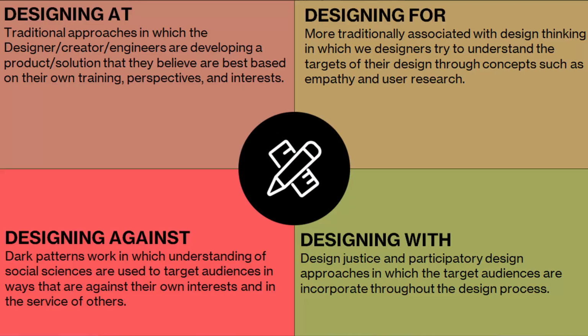So, given this design matrix of designing at, for, with, or against, what kind of design are you doing? What kind of designer do you aspire to be? How do you use tools and even powers of design to either design at, for, with, or against? How do you think about these four parts of this matrix? And what role ultimately do you see design playing in society?